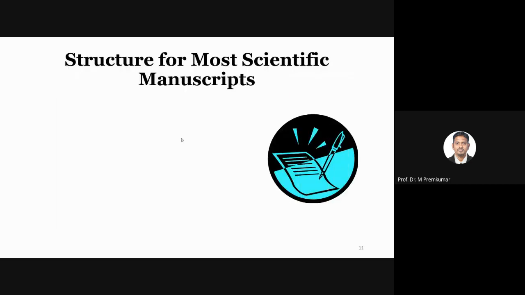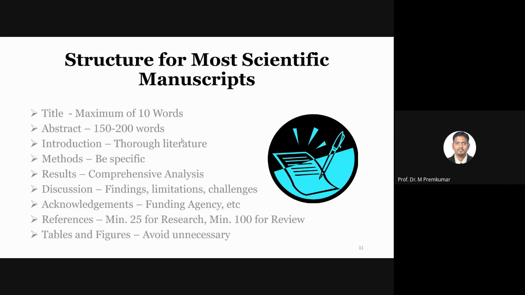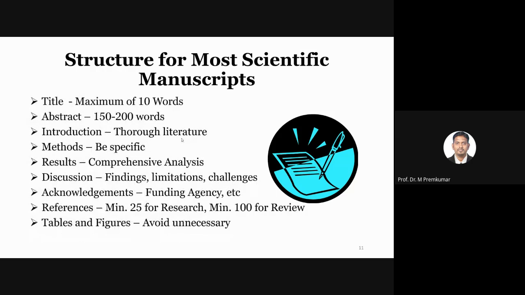Now, when you write a scientific manuscript, what are the structures you have to follow? The very first thing is the title. Many people give a long title. You should always avoid a long title. The title should be within 10 words, and the title itself should say about the complete work of your paper. So put some effort into fixing the title.